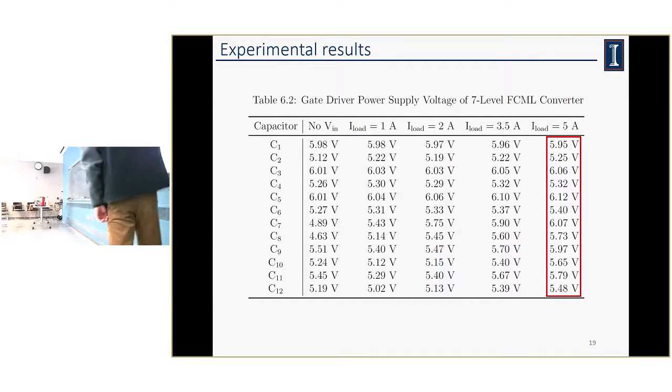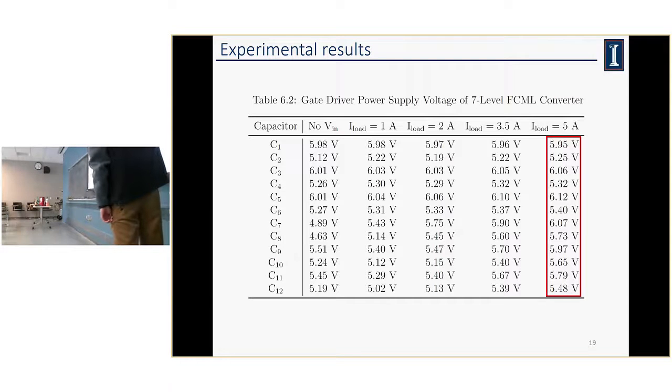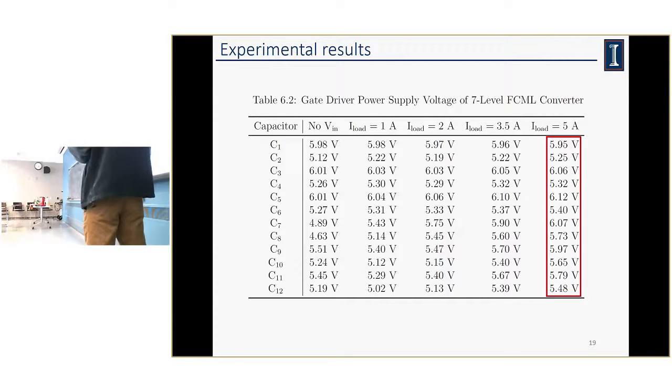As you can see, the highest one is 6 volts, and the lowest one is 5.3 volts. This is primarily limited by the internal clamping of the gate driver chip. If I use another external diode to bypass that function, these two voltages can be 5.6 or so. So that means all of the switches will have a gate drive voltage within 0.5 volts difference. That is similar to the half bridge and the combination we had before.